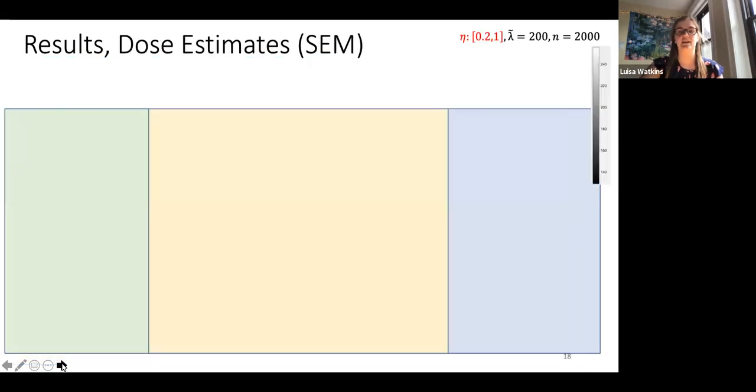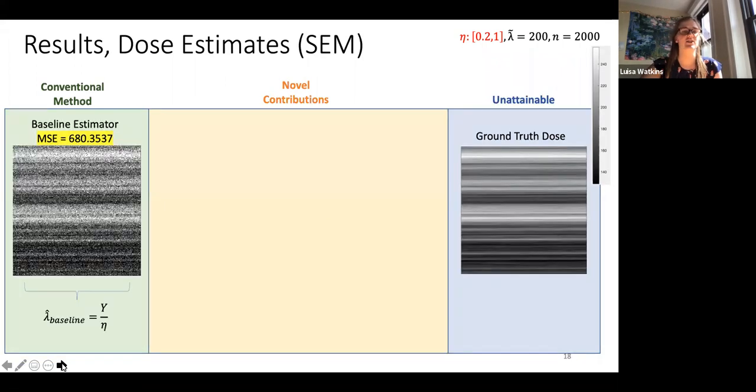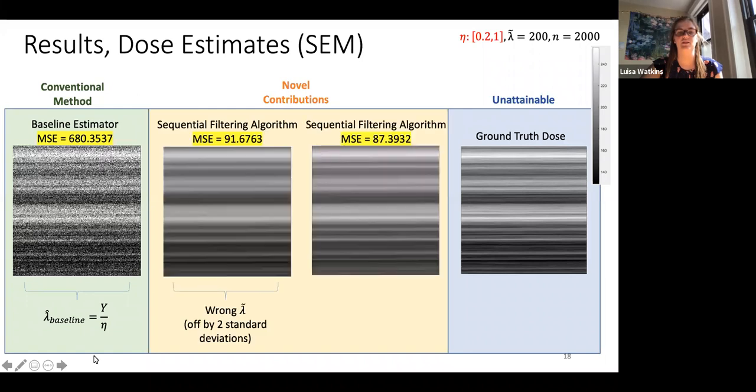And then along with that, we have our dose estimates, where we have our ground truth, the conventional or baseline that I'm comparing against. And again, we have 2 examples where we have using the wrong constant value that's off, and then the correct constant value. But the algorithm still does a much better job than anything that's been done. And honestly, not much has been done in trying to estimate the dose before. So it's a true novelty. But yeah, so these are my results.